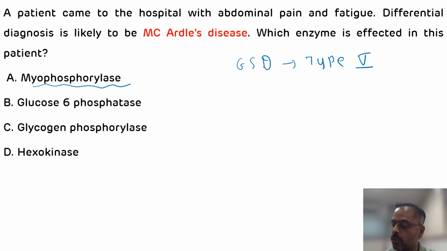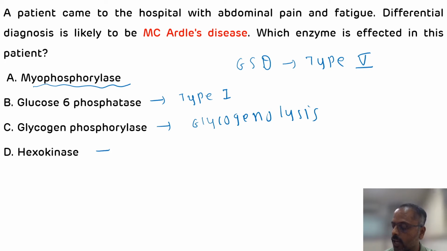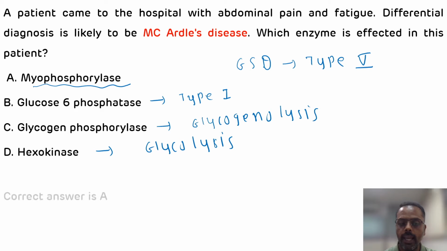While the second option, glucose 6 phosphatase, is related to glycogen storage disease type 1, that is von Gierke's disease. Glycogen phosphorylase is the enzyme related to glycogenolysis, and hexokinase is an enzyme related to glycolysis. So over here, the correct answer will be A.